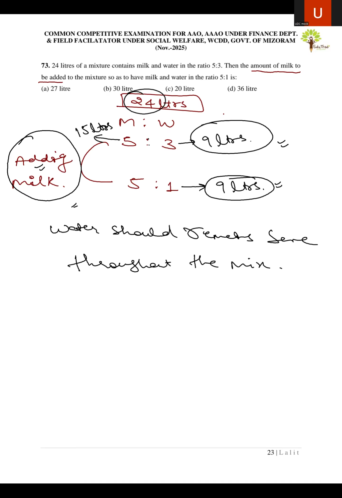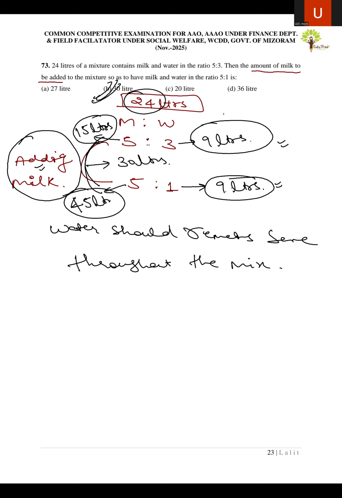Water should remain same. So 1 is equal to 9, 5 should be equal to how much? 45 liters. So you just compare it. Previously milk was 15 liters, now it is 45 liters. So how much they added? 30 liters. This is the answer, 30.